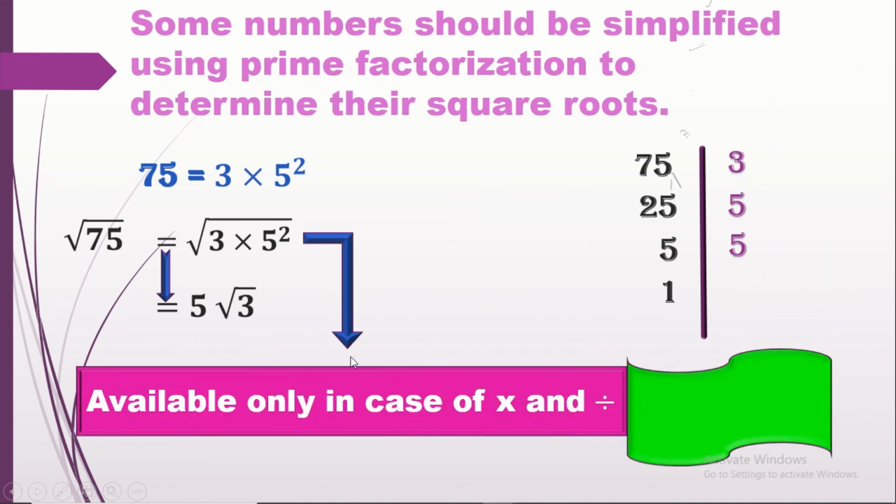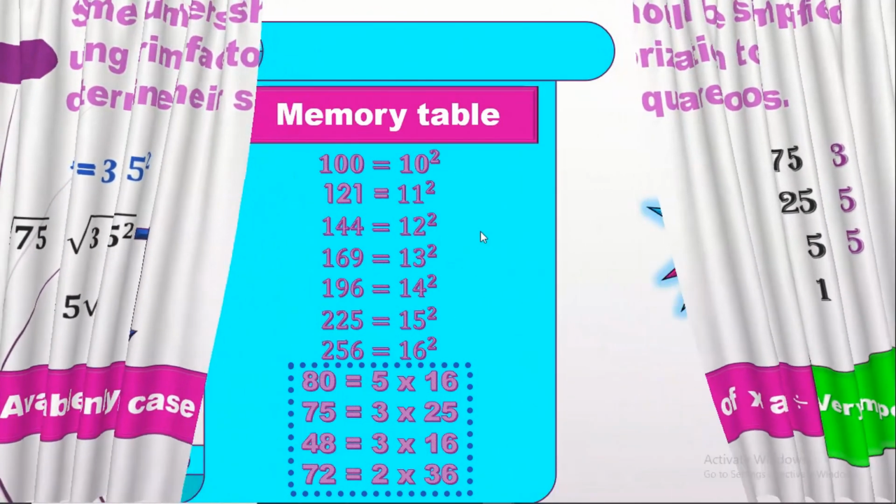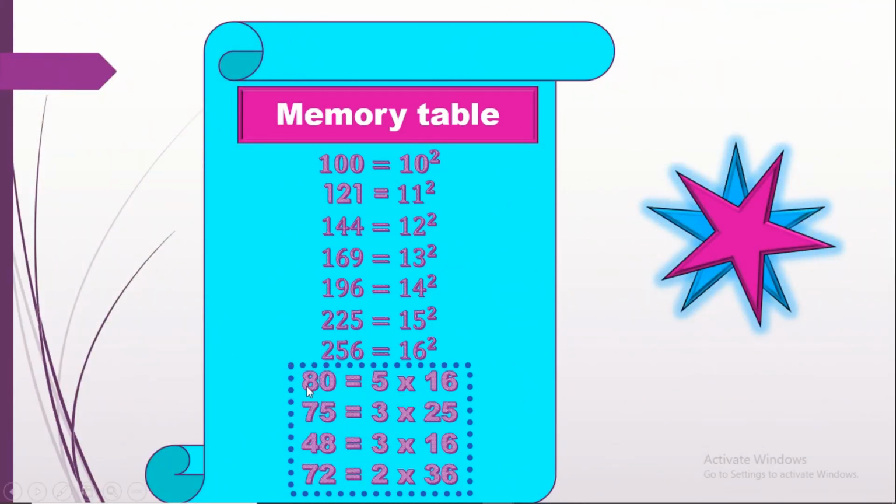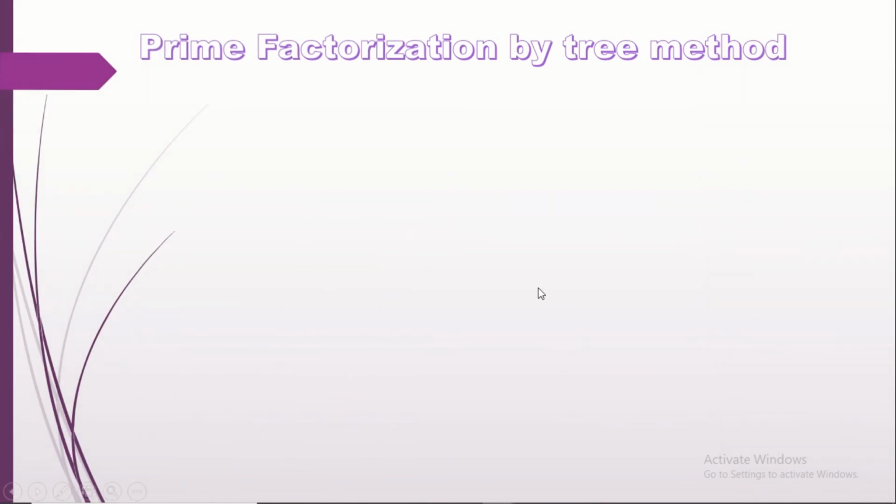This rule, where we pick out the square number directly, is only available in case we have times or divided by, and not plus or minus, below the radical. This is very important. Well, if we don't want to perform prime factorization, we can memorize some numbers. Here we can say that 80 is 5 times 16, 75 is 3 times 25, 48 is 3 times 16, and 72 is 2 times 36. Here if you note, 16 we can write as 4 squared, 25 as 5 squared, also 36 is 6 squared, to solve the radicals.